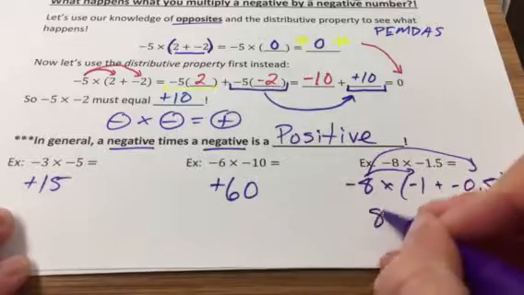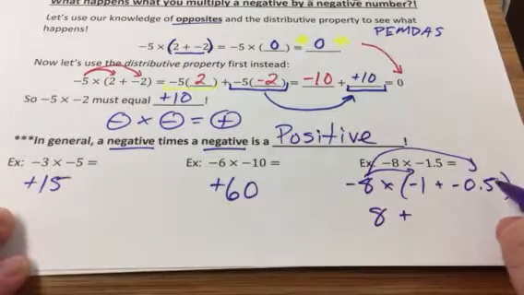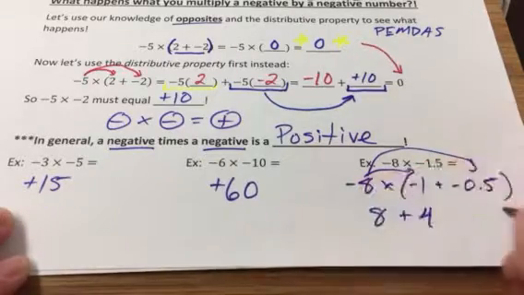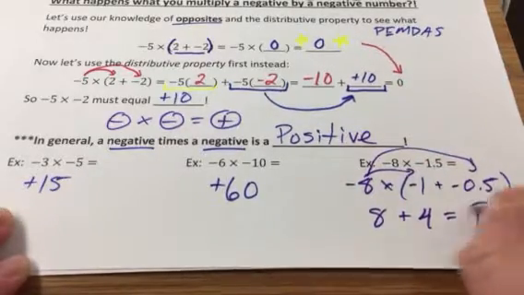Negative 8 times negative 1 is 8, plus negative 8 times half. Well, half of 8 is 4. Negative times a negative is a positive, so this gives me 12.